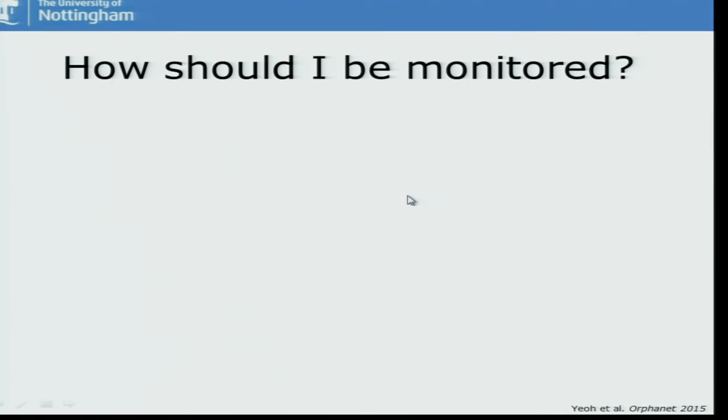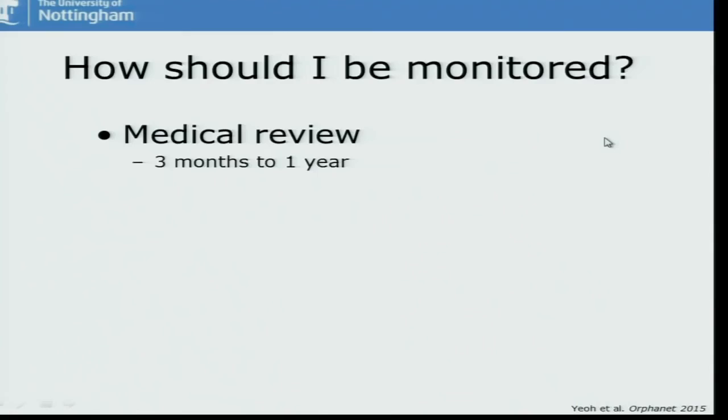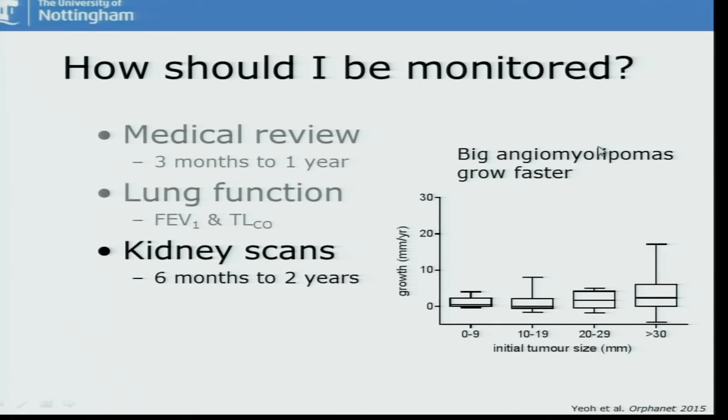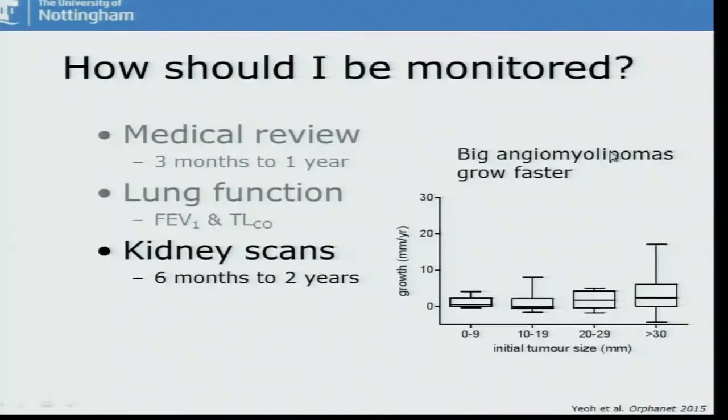So how should we monitor people with LAM? Most of you know this because it's probably happening. Most people get seen once a year for a bit of an MOT. So we monitor lung function each time. If you've got kidney angiomyolipomas, we also scan the kidneys to see if the angiomyolipomas are growing. This one is 30 millimeters, and some of them actually get quite large, so that big to maybe that big. These are much more likely to grow quickly.